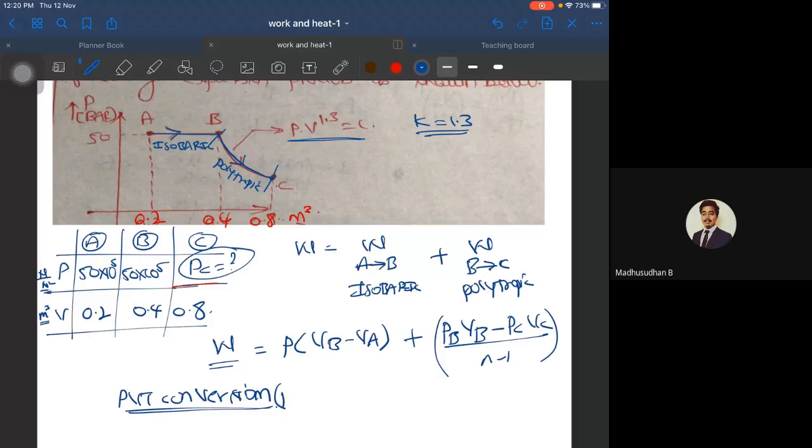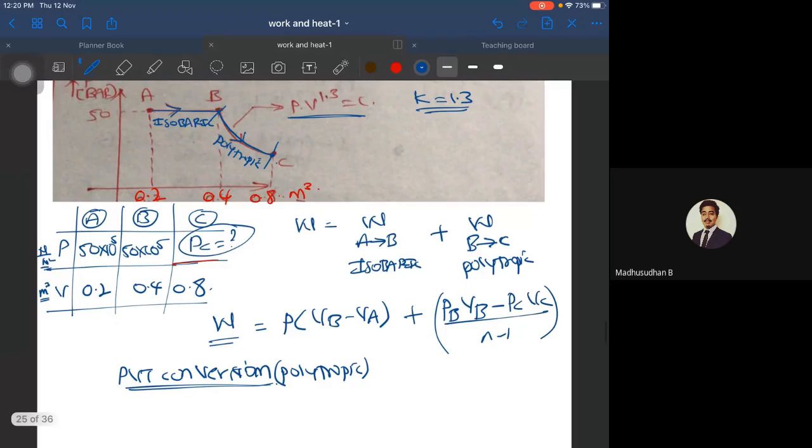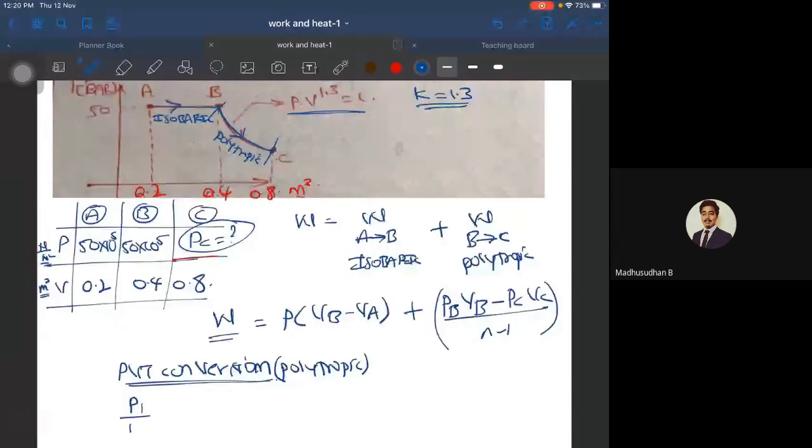Polytropic process, PVT conversion equation is given as P1 by P2 equals V2 by V1 whole to the power of n, that is equals T1 by T2 whole to the power of n divided by n minus 1. This is for 1 to 2.